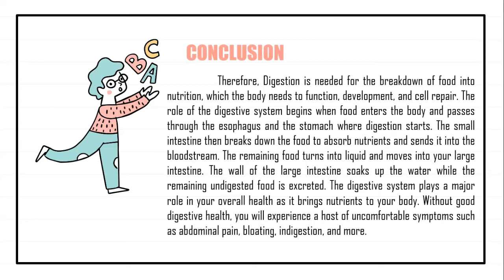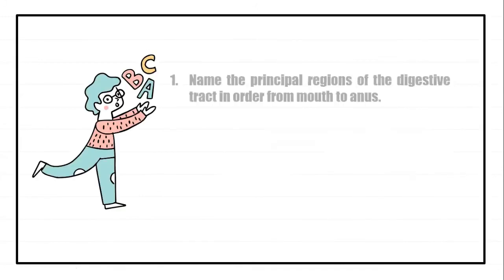So the wall of the large intestine soaks up the water while the remaining undigested food is excreted. So our digestive system plays a major role in our overall health as it brings nutrients to our body. Without good digestive health, we will experience a host of uncomfortable symptoms such as abdominal pain, bloating, indigestion, and more. Review questions. Number 1.